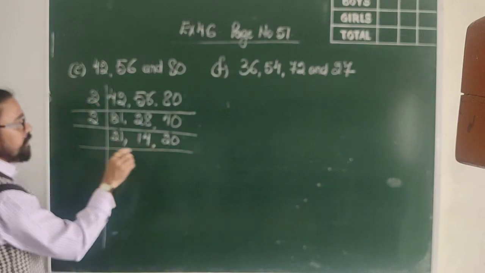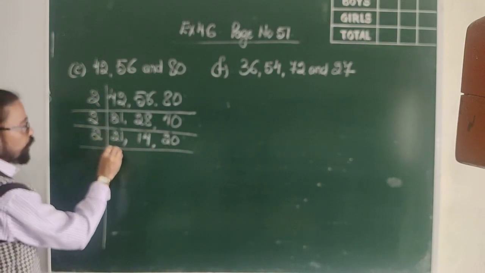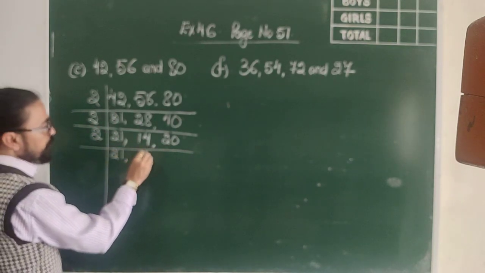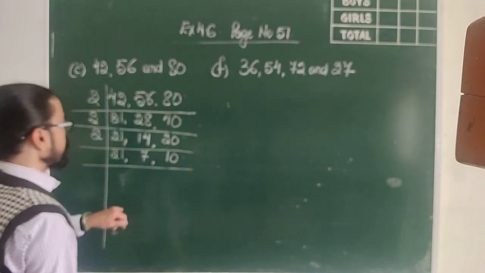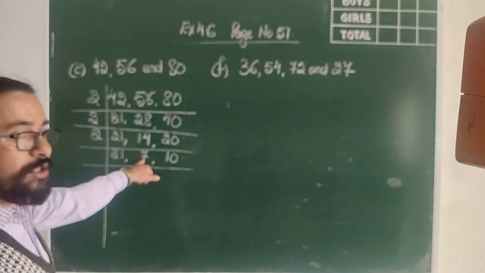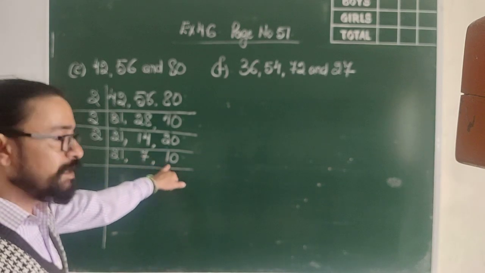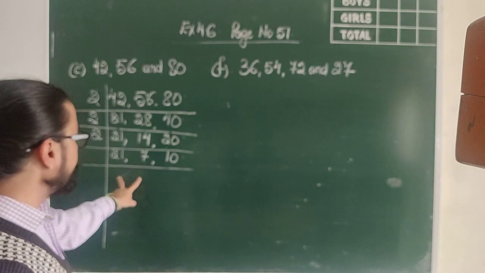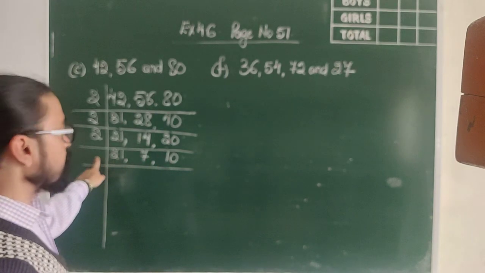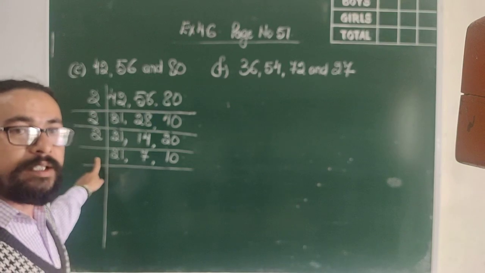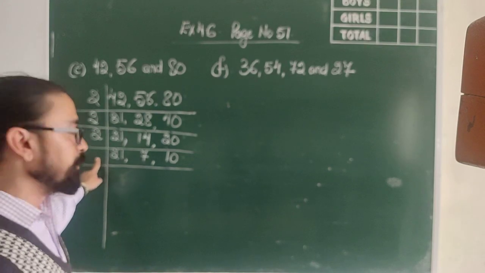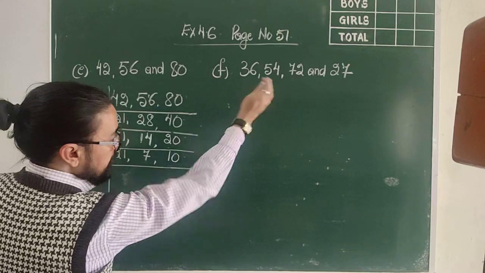14 and 20 are still divisible by 2, so I continue with 2. 21 is copied down. 2 sevens are 14, 2 tens are 20. Now as you can see, 21 and 7 are not divisible by 2, but 10 is divisible by 2. So those two will be copied down, 10 will be divisible by 2. You will go on dividing by a particular prime number till it cannot divide any of the 3 numbers, or 4 numbers in this case.